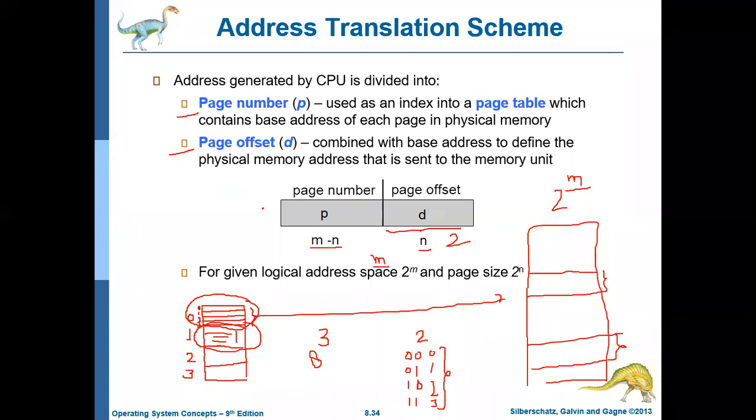So here we were talking about the page number and the page offset. If anyone gives you the page offset bits, you can decide the page size. By calculating like this: 2 raised to power n is the page size. Total memory required by this process is 2 raised to the power of the total number of bits you are using.